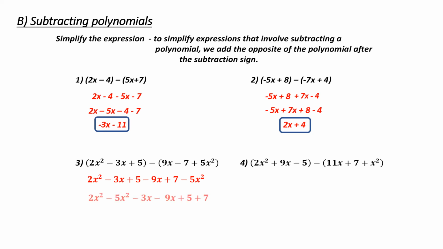At this point, I'm going to collect my like terms. I notice that 2x squared minus 5x squared is going to give me negative 3x squared. Negative 3x minus 9x is negative 12x. And finally, 5 plus 7 is plus 12. Notice none of these are like terms, therefore that is my final answer. Try number 4 and I'll do it in a minute.